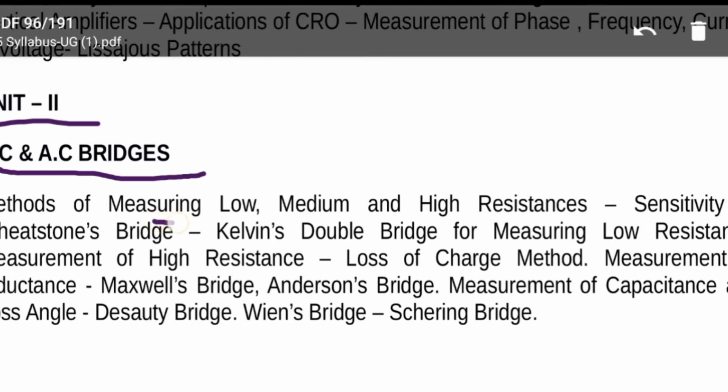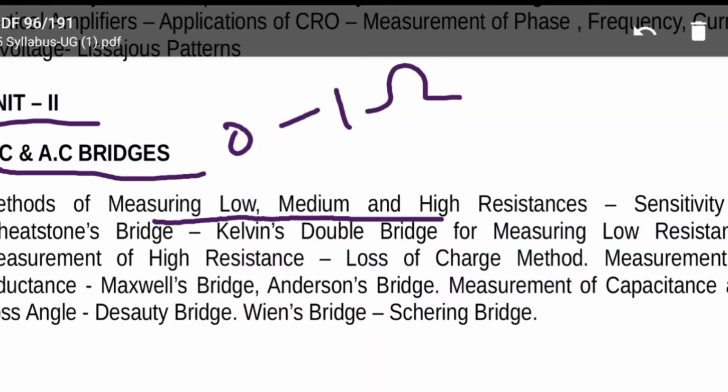Mostly from 2 marks, what are the resistances, how the resistances are classified. That is measurement of low resistance, medium resistance, high resistance. If the resistance is below 0 to 1 ohm, it is known as low resistance, then medium resistance and high resistance. From this topic you will get 2 marks questions. What are the classifications of resistance? What is the range of medium resistance? How to measure? What are the methods to measure the medium resistance?